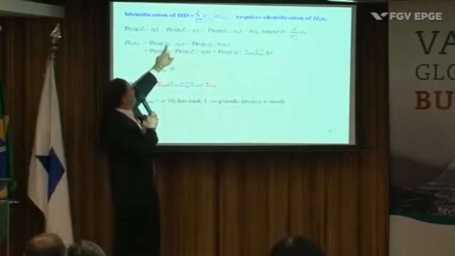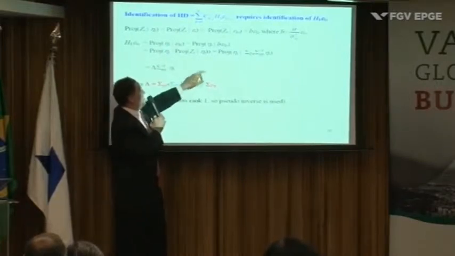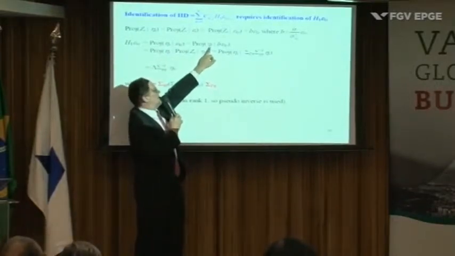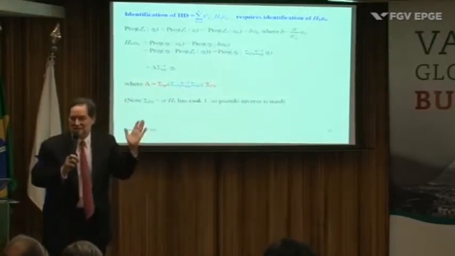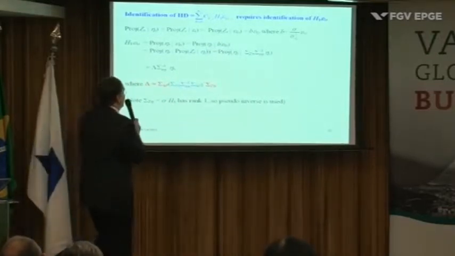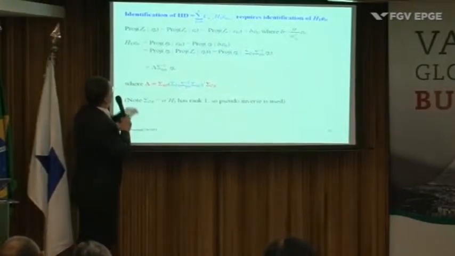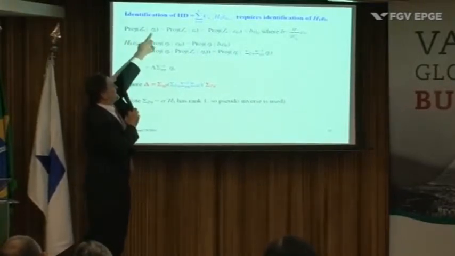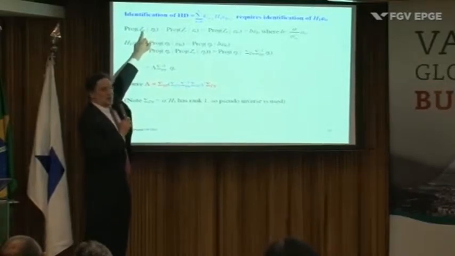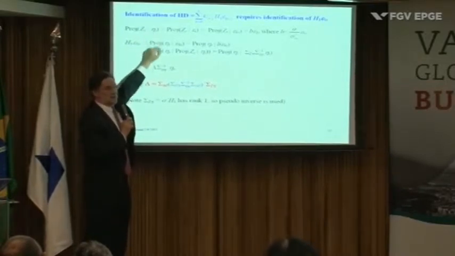Well, the projection of eta on epsilon 1 is, of course, the same as the projection of eta on b times epsilon 1 for any number b, right? Now let's go back up here and look at the projection of z onto eta. This is a regression I can run. I can regress z onto eta.